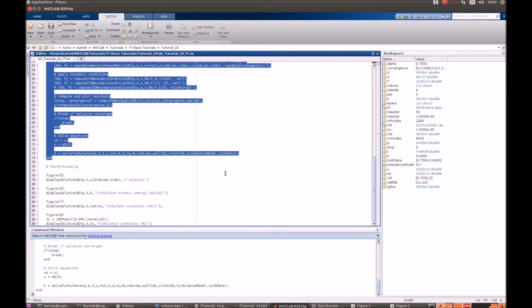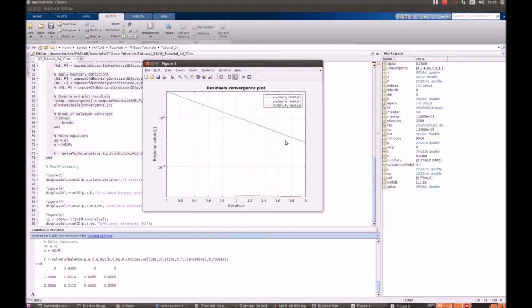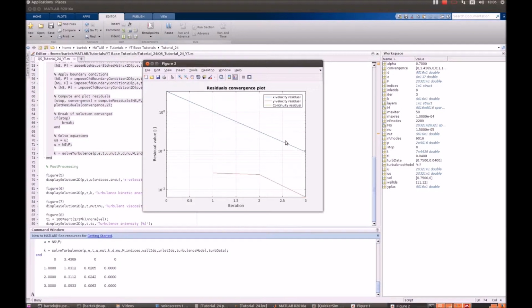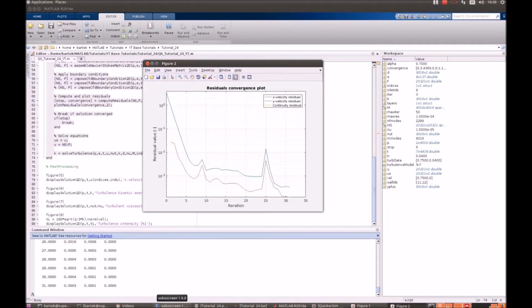Okay, so let's run it. The convergence will last a while. We go on fast forward through that. Okay, so the calculations are finished after 46 steps. Now, let's have a look at the results.